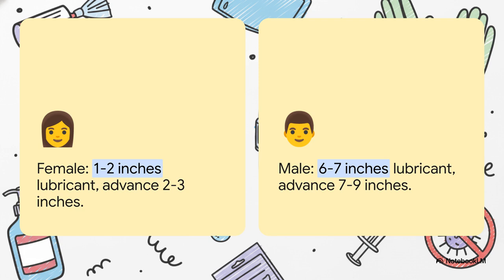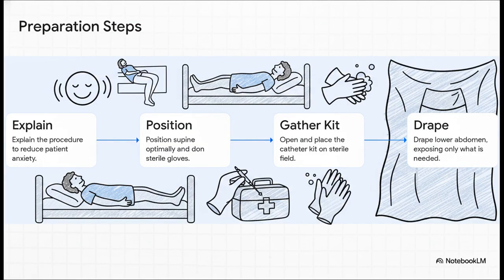Keep in mind, these aren't just arbitrary numbers, they are precise anatomical maps you absolutely need to follow. Now, regardless of the patient's sex, our baseline prep follows these exact same, very strict steps. First up, always explain the procedure to bring their anxiety down. Then, get them positioned optimally, supine, knees bent, thighs rotated outward for female patients, or legs just gently separated for males.